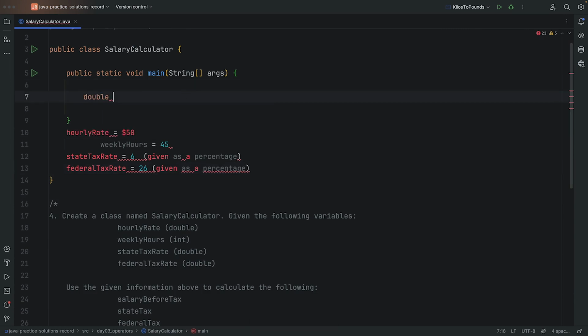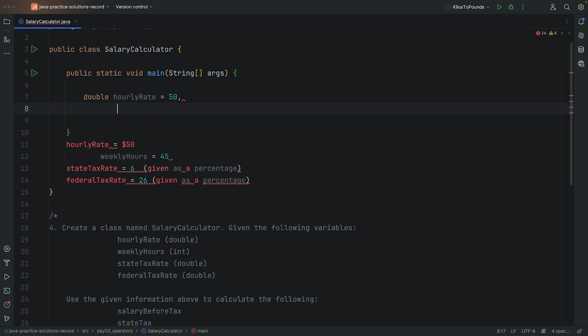So this is probably all going to be, since we're relating to money, the idea is around money. Let's just use a double for them. And so I'll make them all double types. I'll start with the hourly rate, and we're going to just define 50 for that. I'll put a comma so that I can declare multiple here. I'll declare the weekly hours. I'm going to define that as 45.